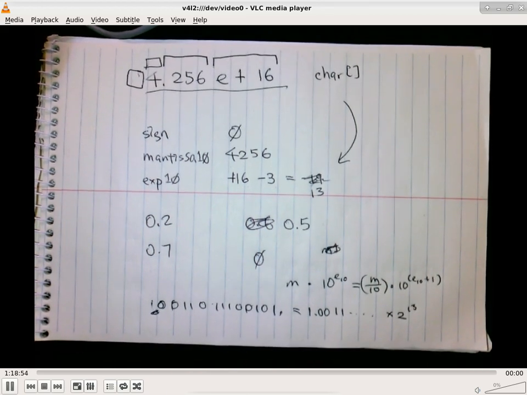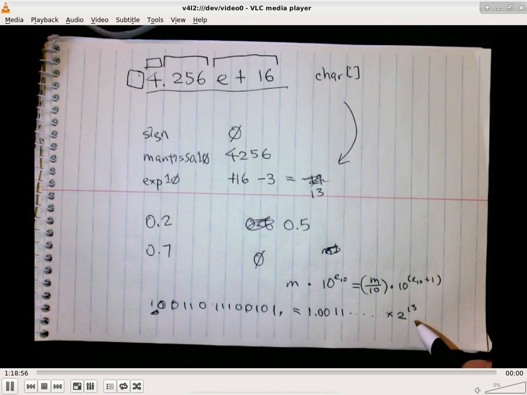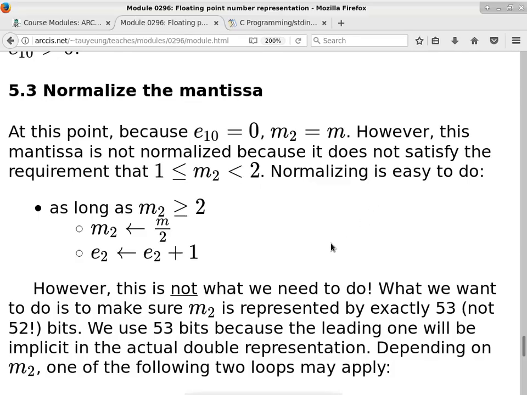Now, in your case, you'll be adding 13 to whatever EXP2 already has, or E2 already has. Because we're just shifting the binary point, and every time you shift it by one place, you add 1 to the exponent of 2. Is that okay? All right?